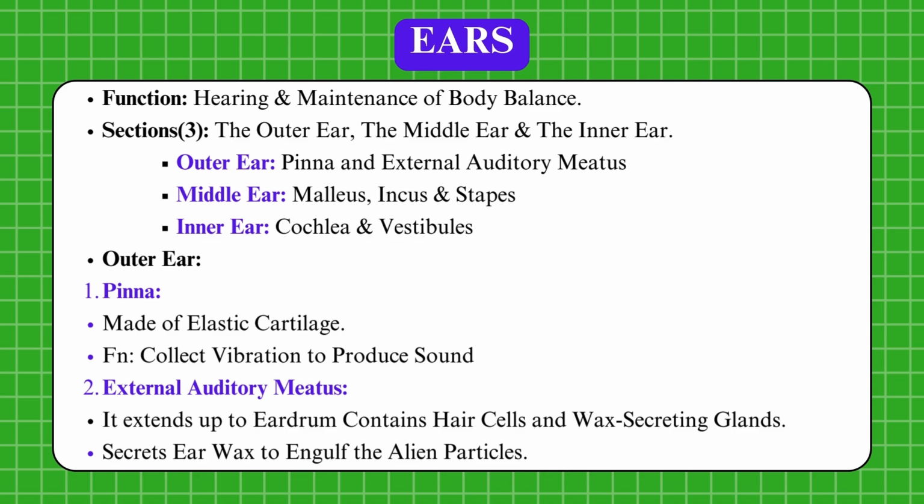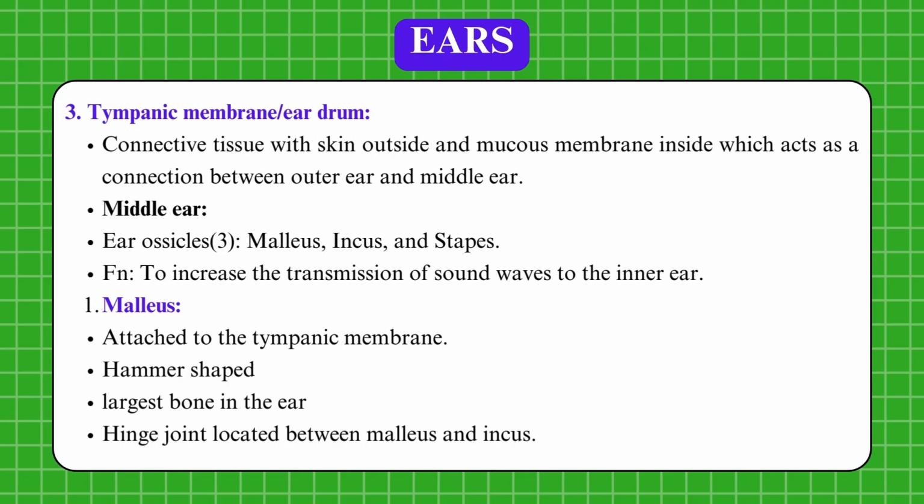Outer ear, pinna: made of elastic cartilage. Function: collects vibrations to produce sound. External auditory meatus: it extends up to the eardrum, contains hair cells and wax-secreting glands. Secretes earwax to engulf alien particles. 3. Tympanic membrane, eardrum: connective tissue with skin outside and mucous membrane inside, which acts as a connection between outer ear and middle ear.